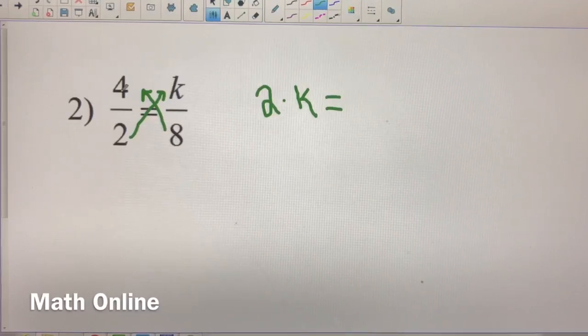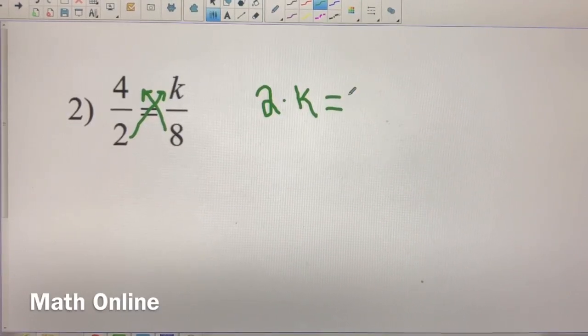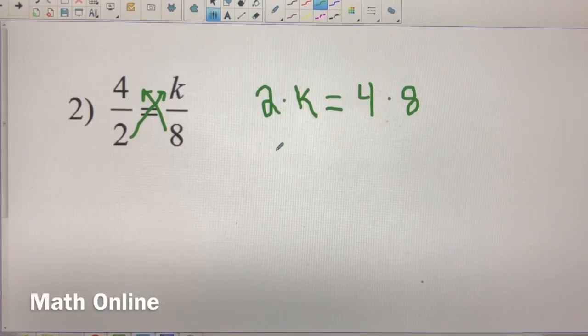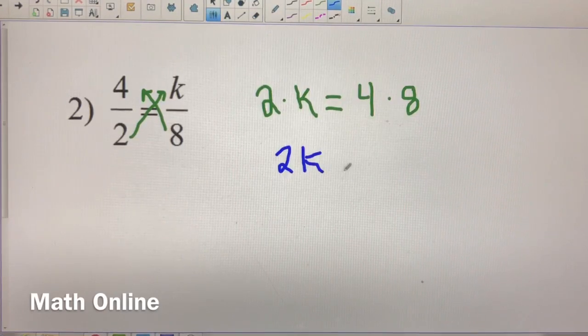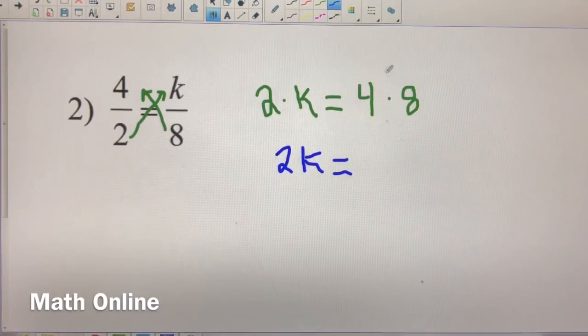So 4 times 8 in this case, we'll skip a step, or let's not skip the step. Let's show the step so you guys can see where I'm getting these numbers from. So 4 times 8, or you can rewrite the reverse of that. 8 times 4 is the same thing. Sorry about that, guys. I meant to say 2 times k simplifies to 2k equal to, don't forget to bring your equal sign. When we simplify 4 times 8, that should give us 32.